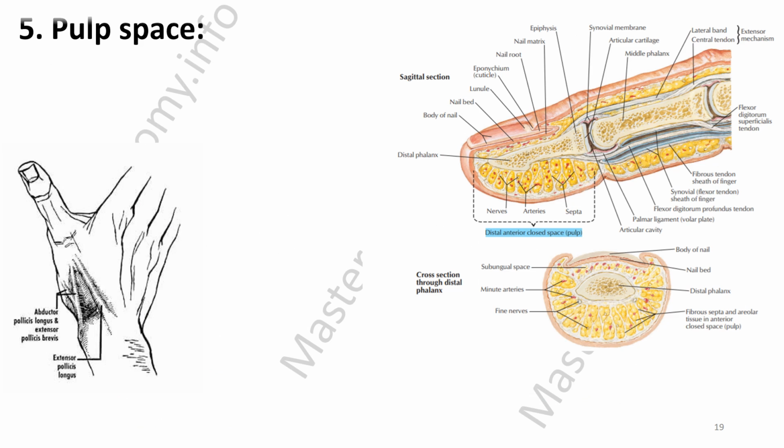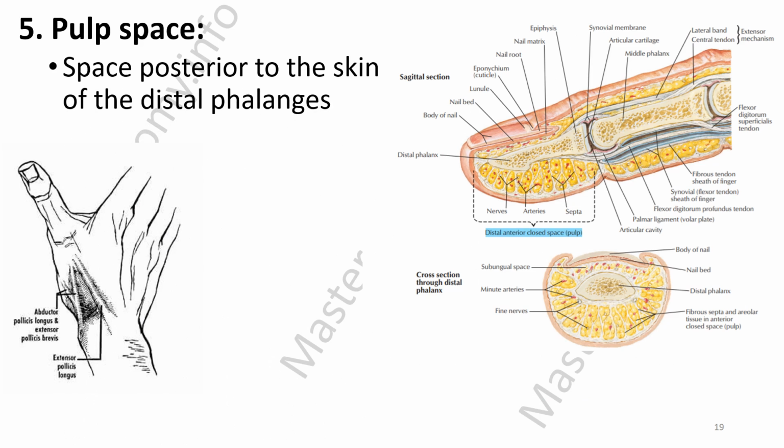So now we move to the pulp space. Now this space is present at the distal phalanx posterior to the skin. So I'd like you to quickly pinch the pulp region of your index finger and the central concavity of your palm. You will notice the pulp space is more compact than other regions in your hand. Now this is due to the fact that there are several small septa present at the pulp space.